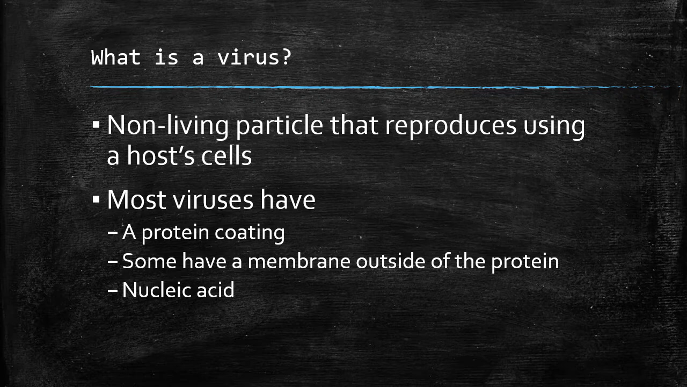But it gets into your cells or into another organism's cells, and then it hijacks your ribosomes to make more protein, and it hijacks your DNA or RNA manufacturing processes to make more genetic material, and then you build more viruses. So most viruses have a protein coating. Some of them, like coronavirus, have a membrane, like a lipid bilayer, as well outside of that protein, and they have some kind of nucleic acid, DNA or RNA. In the case of coronavirus, it has RNA.